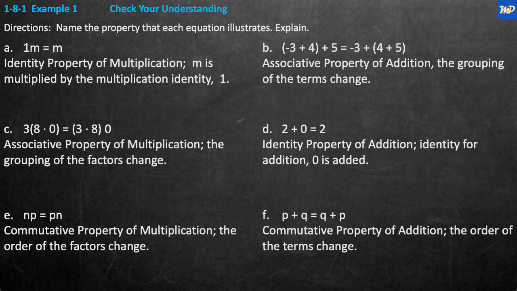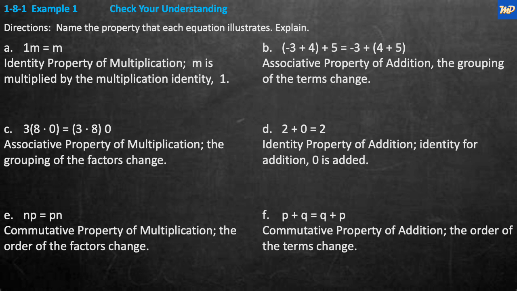And m is multiplied by the multiplication identity of 1. That's it. For addition, it's 0, but it's added. A plus 0 equals A. The 0 is the additive identity property of addition. Okay, so let's look at B.